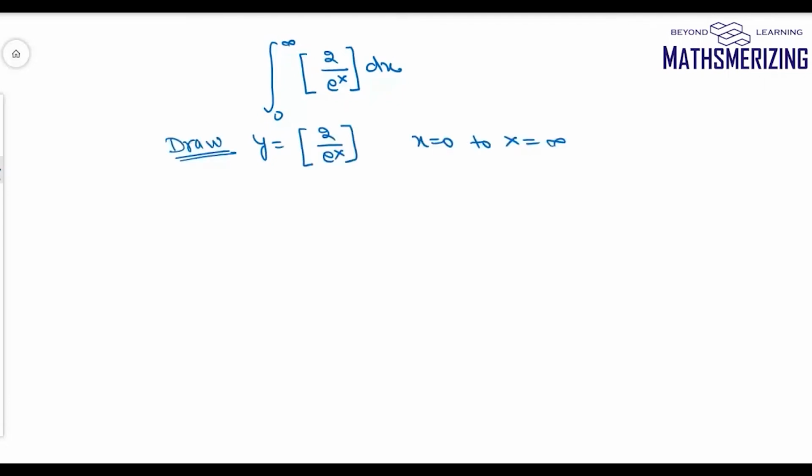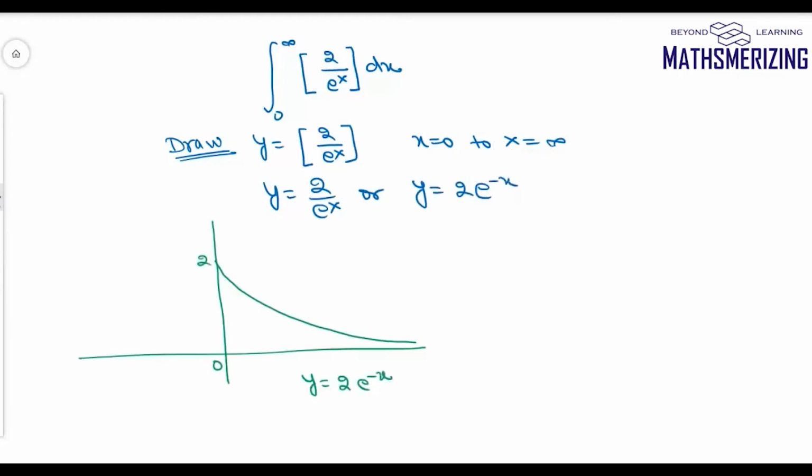Suppose I have to find this integral, which is 0 to infinity greatest integer function of 2 upon e to the power x. So what I'll do is I'll draw the graph of y equals greatest integer function of 2 upon e to the power x. Now here my basic graph is y equals 2 upon e to the power x, or I can write y equals 2 into e to the power minus x. So I'll draw this graph.